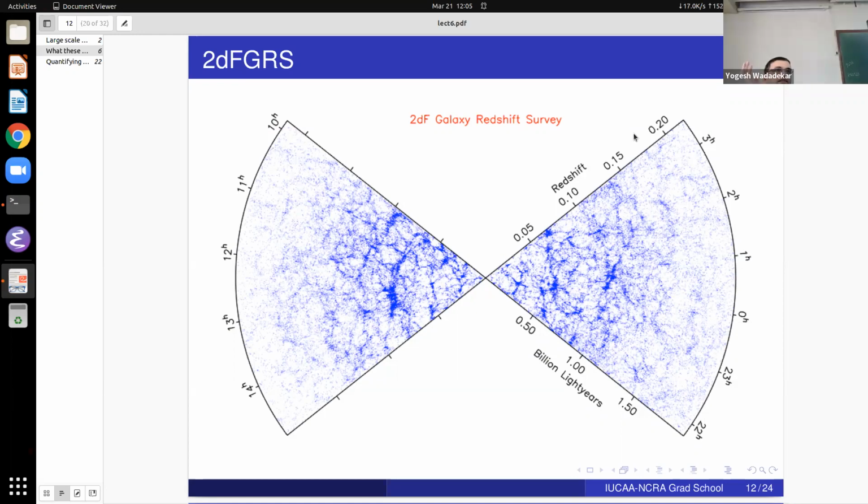The original SDSS spectrographs could do 640 spectra at one go. Then they improved it. In the next generation, they could do 1,000 spectra in one go, and so on. Now, again, it improves. There is a recent spectroscopic survey, which has just started, called DESI, the Dark Energy Spectroscopic Instrument. That survey has 5,000 simultaneous spectra. It takes 5,000 spectra in one go.